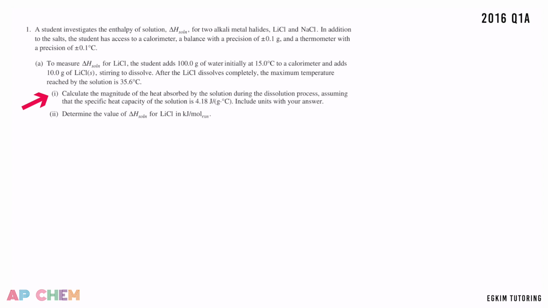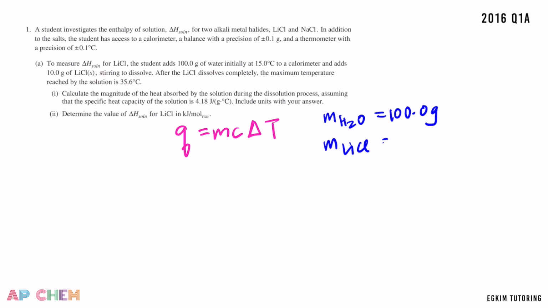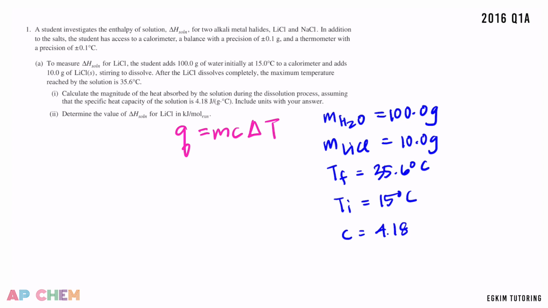Okay, so let's go back to solving problem number 1. The first part of question A is asking you to find the heat absorbed, which is just Q, which is equal to mc delta T. They gave you some data. They first gave you the mass of the water, which is 100 grams. They also gave you the mass of lithium chloride solid, which is equal to 10.0 grams. And then they gave you the final temperature of 35.6 degrees Celsius and an initial temperature of 15 degrees Celsius, and a specific heat of 4.18 joules per gram degrees Celsius. So all you have to do here is just plug in the numbers that are given.